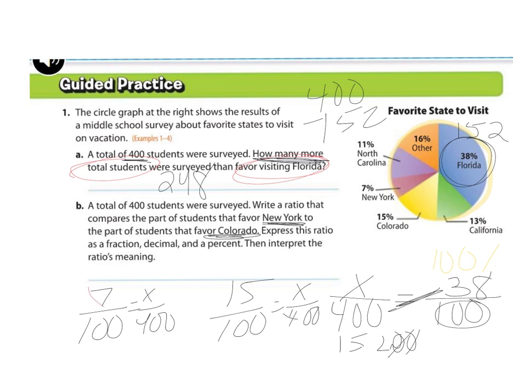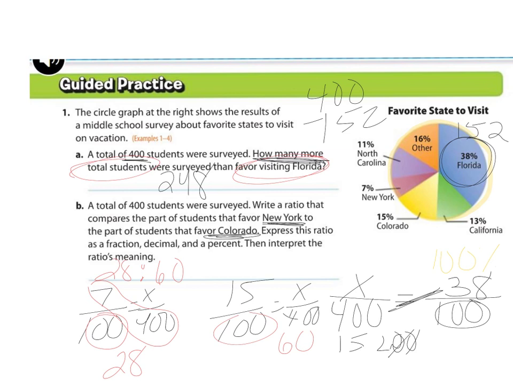cross multiply, and then divide. So we're going to do 7 times 400, and then you divide that by the 100, and that gives you 28 kiddos here. And over here, you're going to do 15. Keep it easy. You can do times 4 and then add the 2 zeros, but then we drop them right back down. So that's 60. So the ratio is 28 kids to 60 kids.